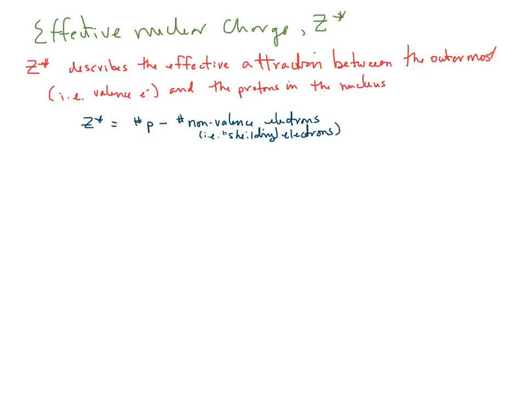Okay, so in order to understand, to focus on those valence electrons, what we do is we take the shielding electrons and subtract that from the number of protons in the nucleus. I'm going to do an example. And that is the effective nuclear charge, and that is what those valence electrons are seeing.